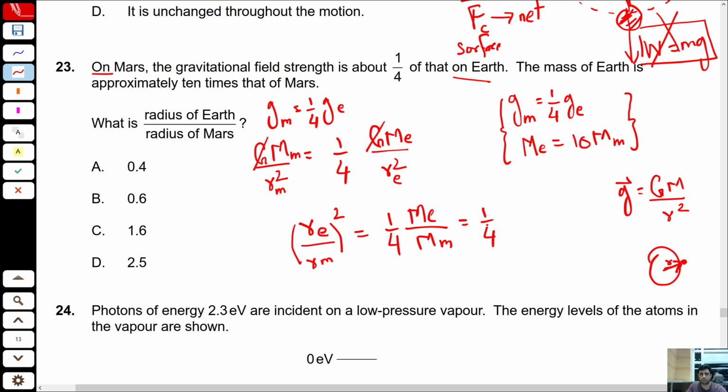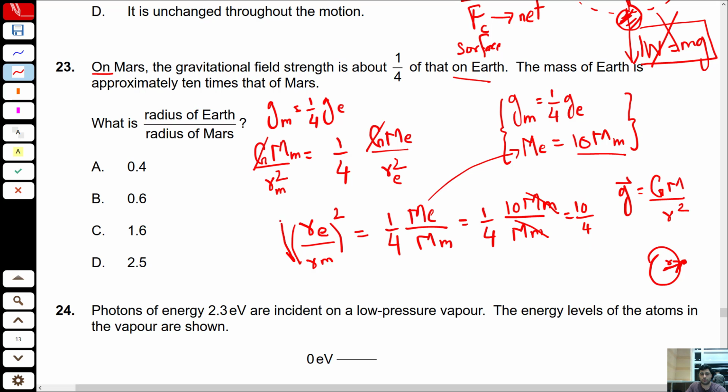So we have M of M, but you can see this M of E can be replaced by 10 times the mass of the Mars, whereas this M and this M cancel out, so we have 10 over 4. So this is equal to 10 divided by 4. So you can see we have this square.